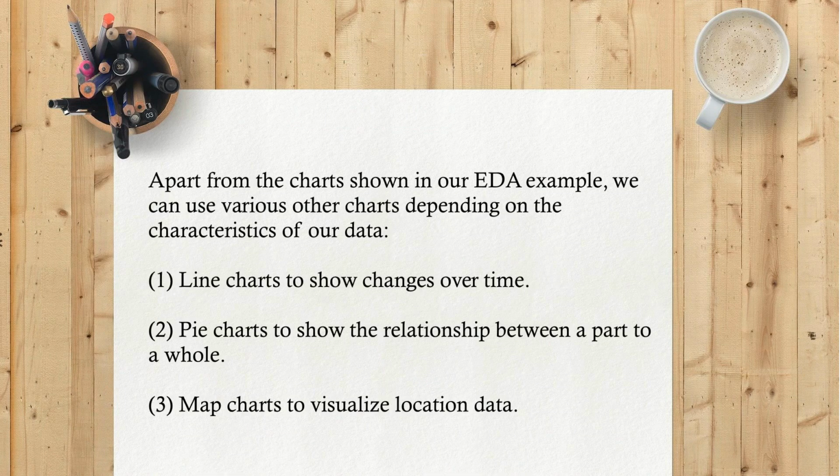Apart from the charts shown in our EDA example, we can use various other charts depending on the characteristics of our data. 1. Line charts to show changes over time. 2. Pie charts to show the relationship of a part to a whole. 3. Map charts to visualize location data.